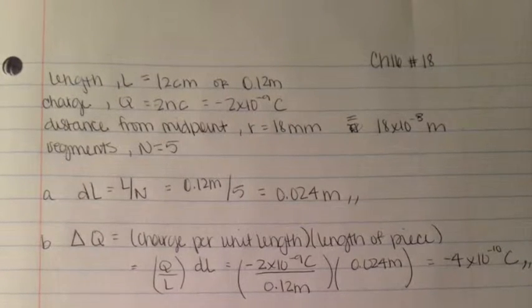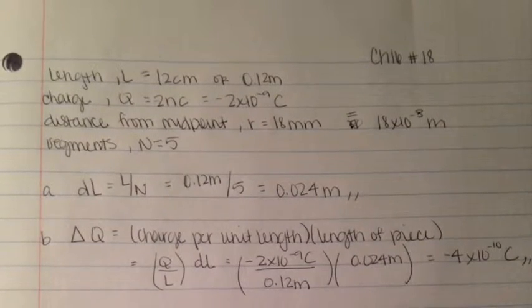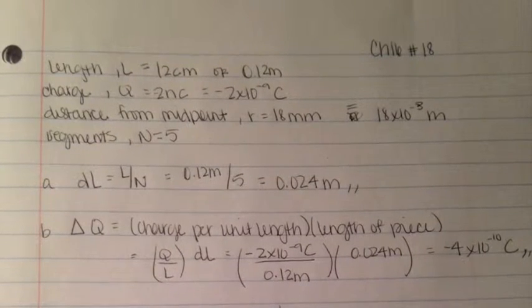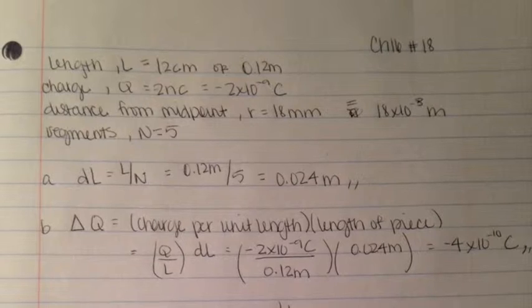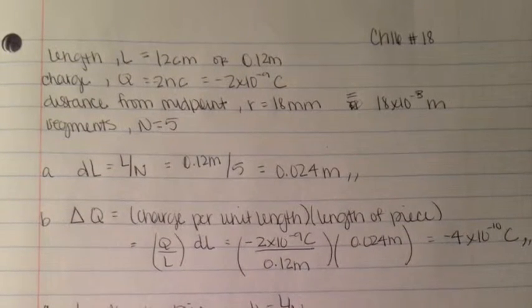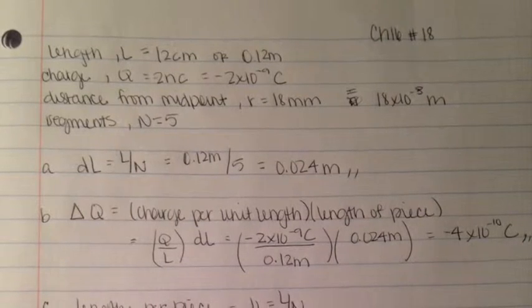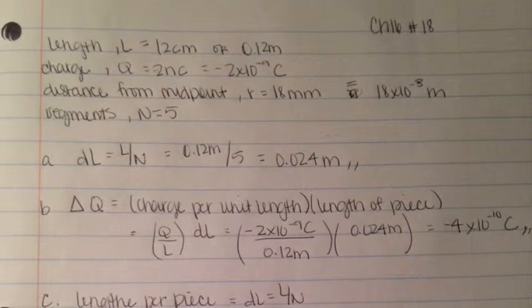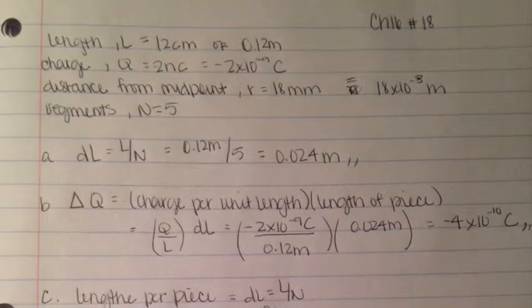So in this section, we know that the length of the pen is 12 centimeters, or better yet, 0.12 meters, and the charge on the rod is -2 nanocoulombs, or -2 times 10 to the -9 coulombs, and the distance from the midpoint of the pen is 18 times 10 to the -3 meters, and there are 5 segments.